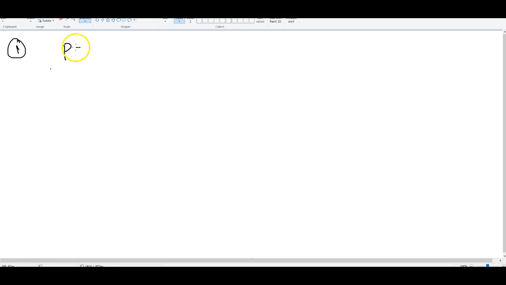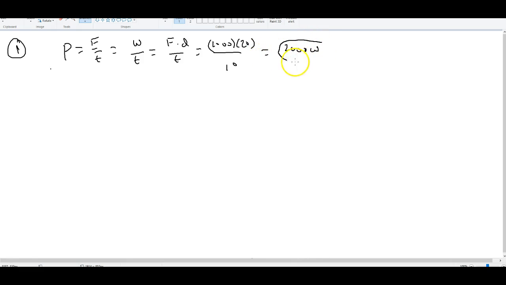Power equals energy divided by time. In this case, you could use potential energy or work. I'm going to go ahead and use work because there's work in the problem. So that's force times distance divided by the time it takes to do it. The force in this case is 1,000, 1 times 10 to the third, times the distance, which is 20, divided by the time, which is 10 seconds. And I get a whopping 2,000 watts or 2 kilowatts.